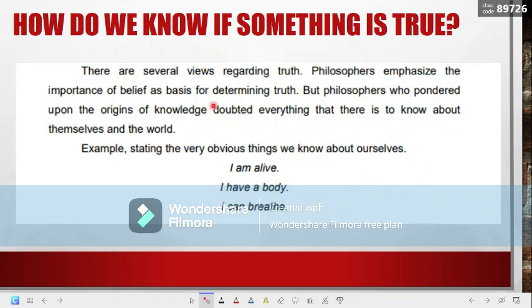Now, how do we know if something is true? There are several views regarding truth. Philosophers emphasize the importance of belief as basis for determining truth. But philosophers who pondered upon the origins of knowledge doubted everything that there is to know about themselves and the world. For example, stating the very obvious thing we know about ourselves. For instance, I'm alive, I have a body, I can breathe.